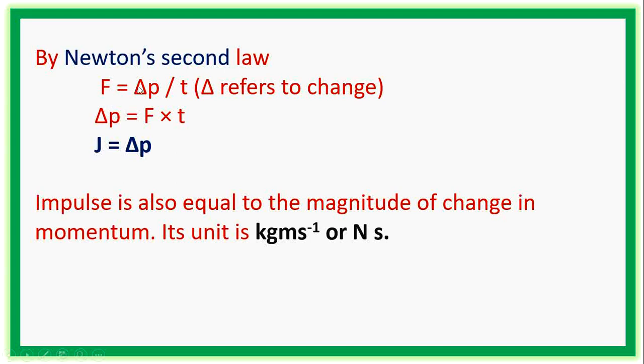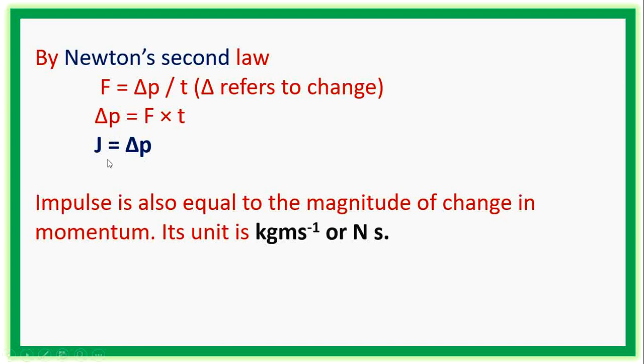According to Newton's second law, force is directly proportional to the rate of change of linear momentum. So, F is equal to delta P by t. From this, delta P is equal to F into t, and F into t is impulse. So, J is equal to delta P. Now, from this we see that impulse is equal to the magnitude of change in momentum.